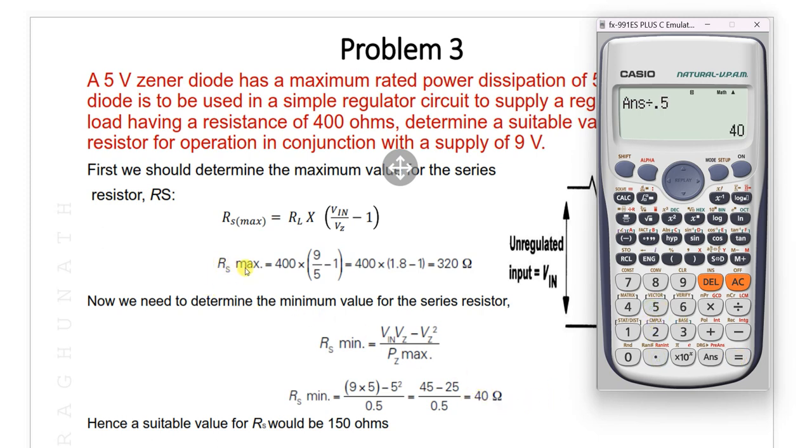Since we are finding a resistance value, you have to write the unit, which is ohms. The value of resistance should be greater than 40 and less than 320. You can write RS as any value between these. Here, a suitable value of RS is 150, which lies between 40 and 320. Or you can also write 100 ohms, 200 ohms, or 300 ohms, or just write greater than 40, less than 320. Any resistance value you can specify, but it should be a standard value.